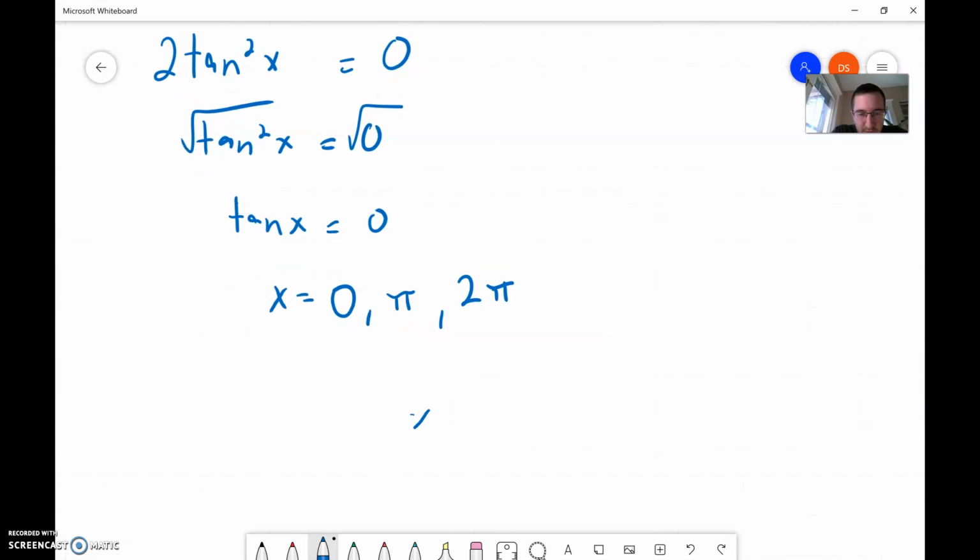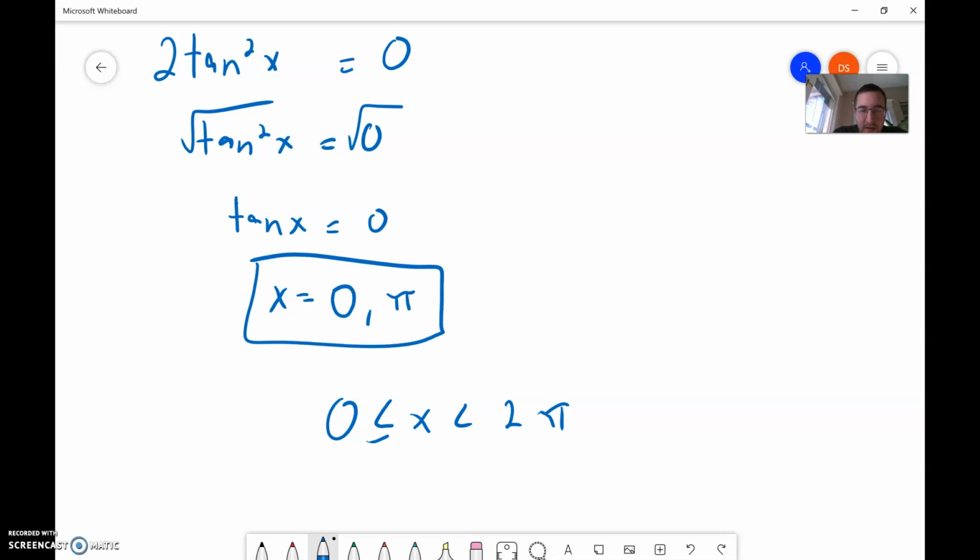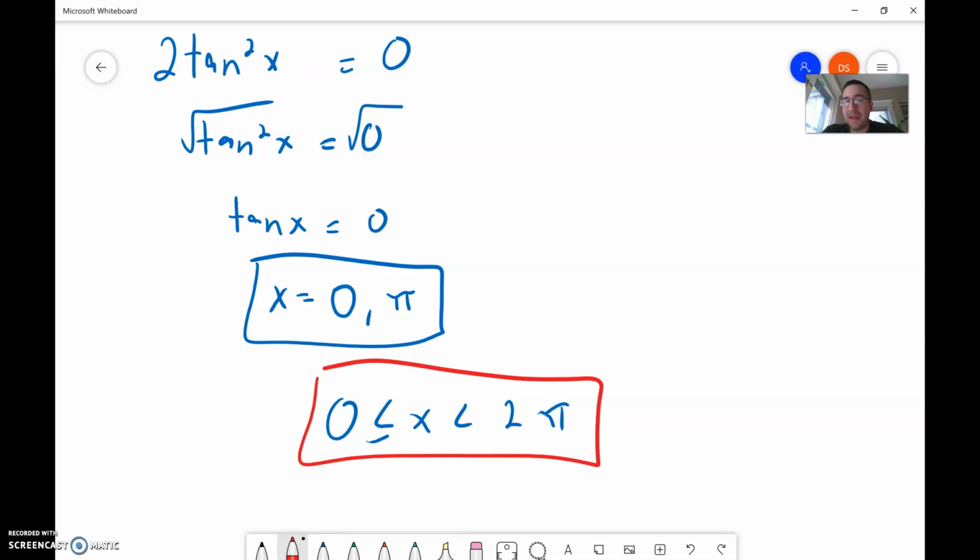It told us to give us all solutions between 0 and 2 pi, and it didn't tell us to include 2 pi. It only said less than. So technically we wouldn't need this. Technically this is enough. But if you did include 2 pi, then that's okay. Because remember, all of our solutions need to fit this domain range here.